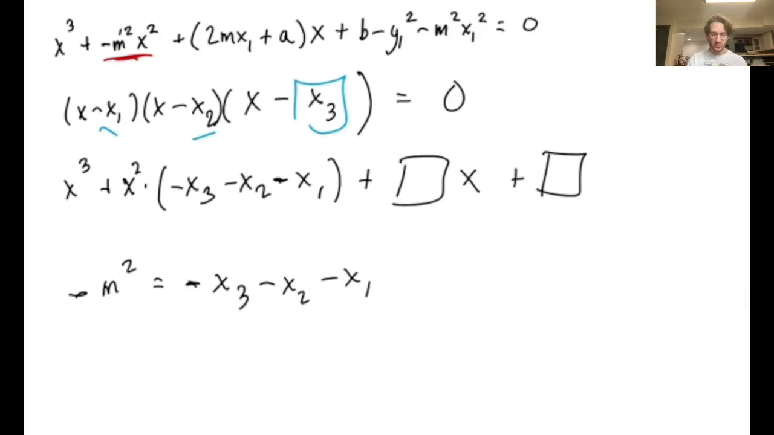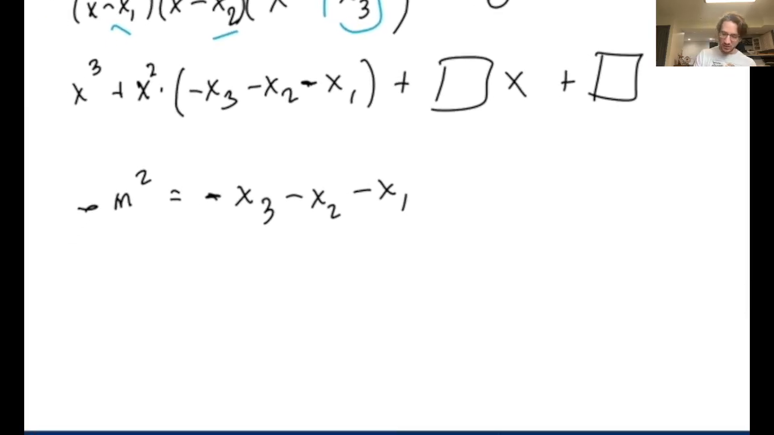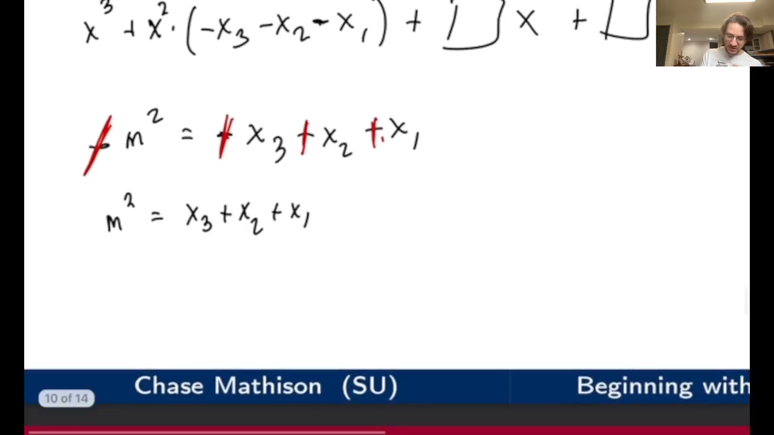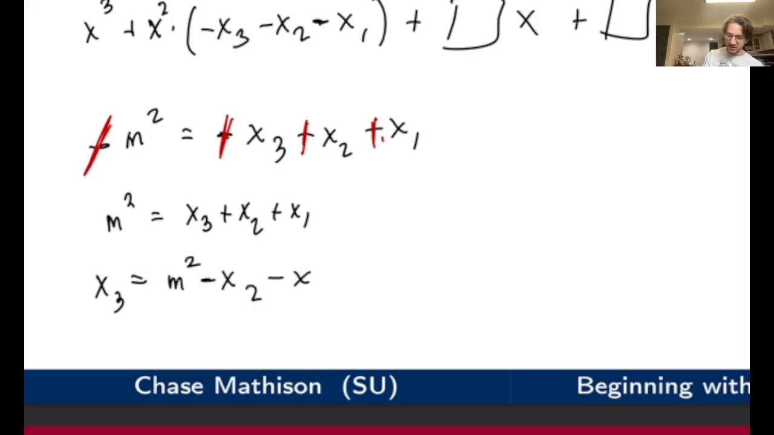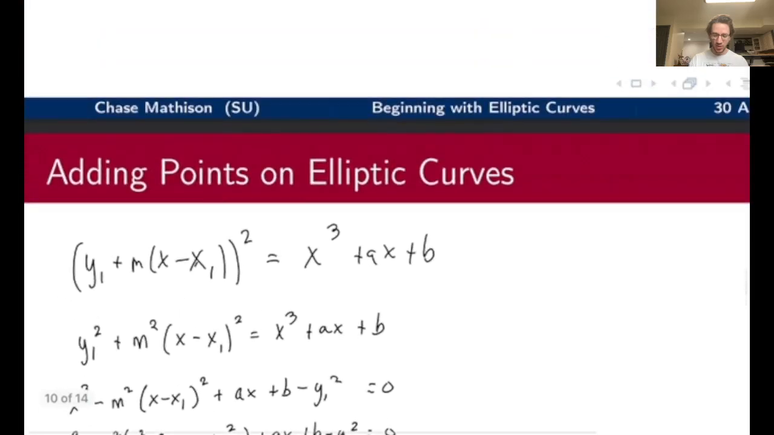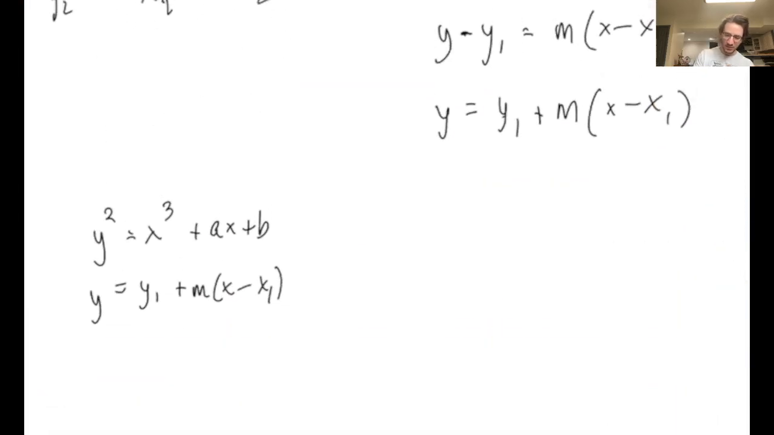Cancel out all of your negatives. And we get m squared, which again we know, equals x3 plus x2 plus x1. And so this tells me the x coordinate. x3 is m squared minus x2 minus x1. That's the x coordinate of the third point that lives on the elliptic curve. And once you know that, then you can find y3 by plugging that in up here.